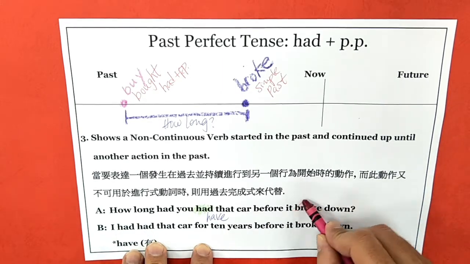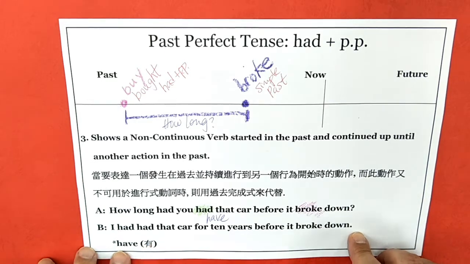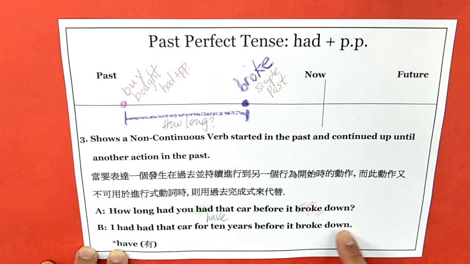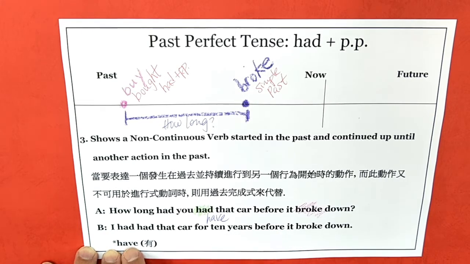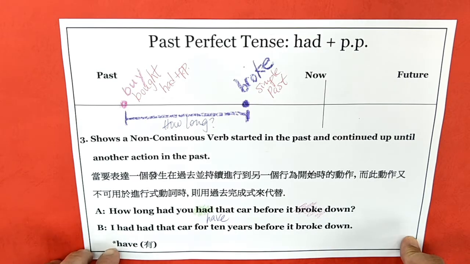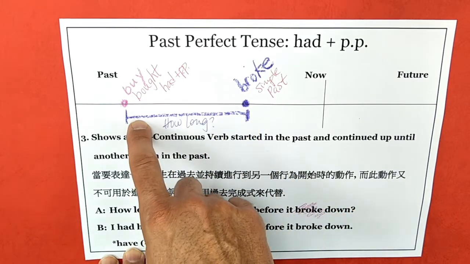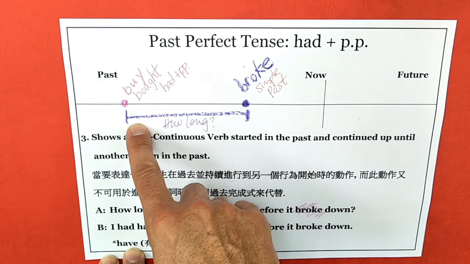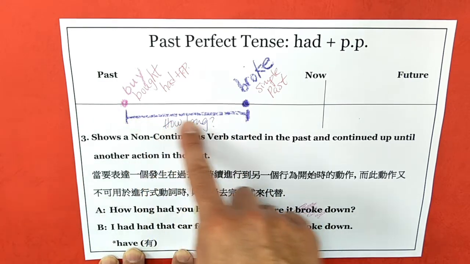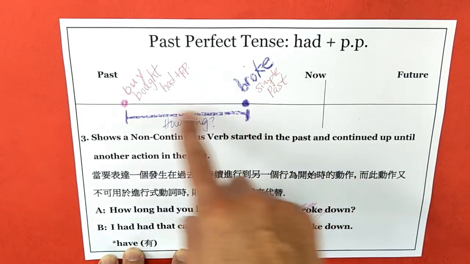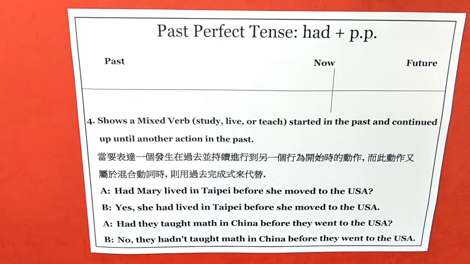All right, see, it broke down, simple past, okay? I had that car for 10 years before it broke down. There's have, okay? All right, so very easy. We have two actions. The first action is non-continuous, having a car, and it goes up to a certain point. It's still in the past, but it's in the past. All right, okay, again, past perfect tense, had plus PP.